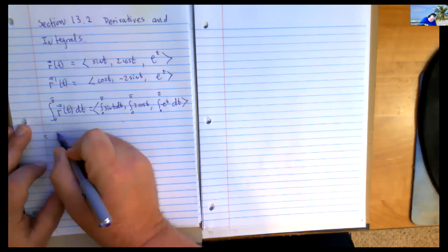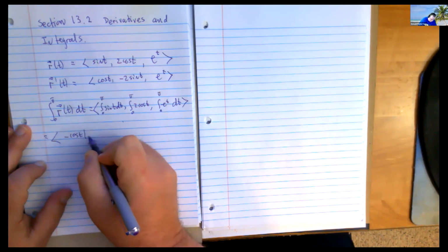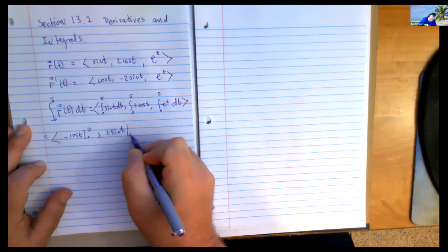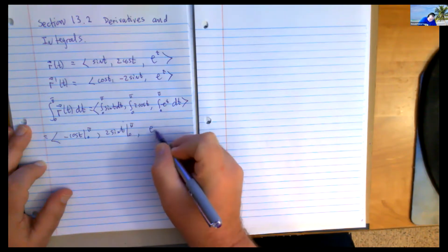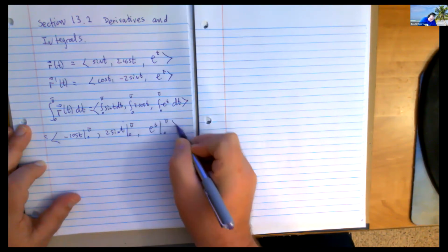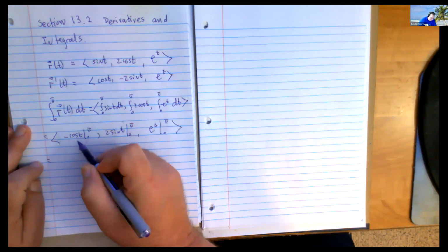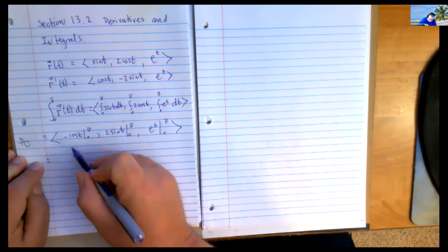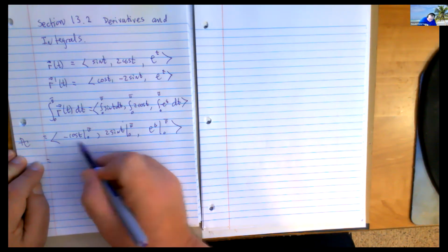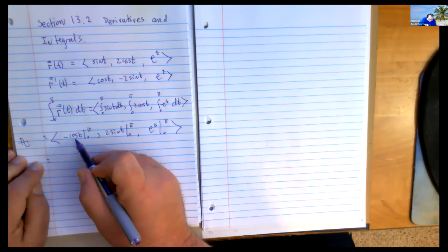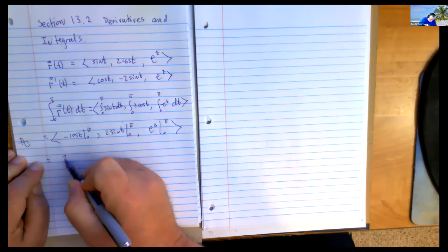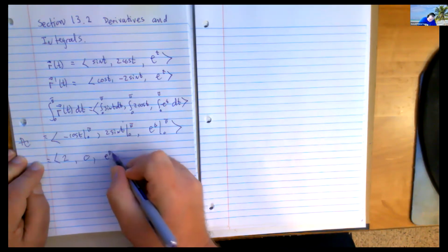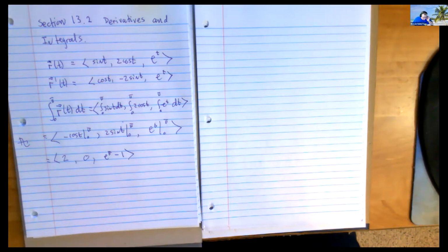Well, if you integrate a sine, you get a negative cosine. You integrate a cosine, you get 2 sines. And if you integrate e to the t, you get this guy. And cosine of pi, well, let's see, negative 1. So negative negative 1 is 1. Take away the cosine of 0, which is 1, so 2. 0. And e to the pi, take away 1.